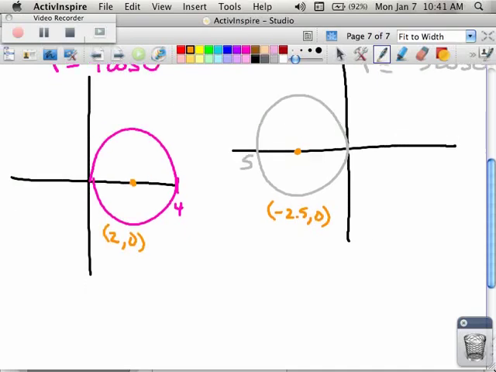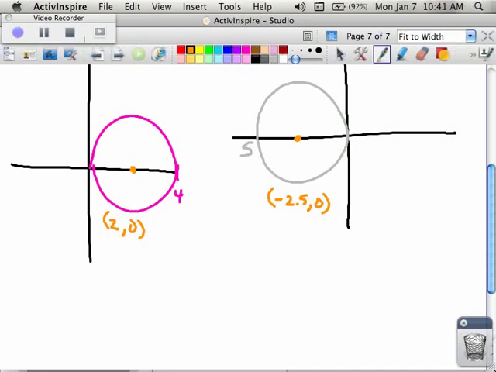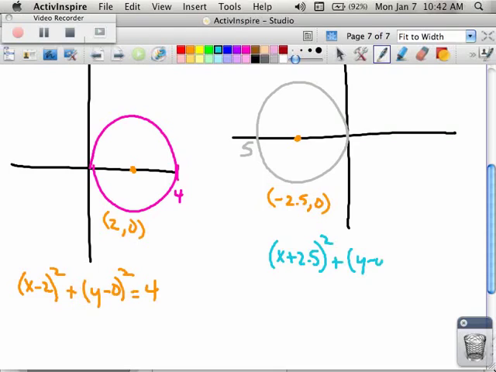So that if I wanted to write the equations of those circles in what we call function notation, I could do x minus 2 squared plus y minus 0 squared equals 4, because 2 squared is 4, and the radius was 2. And in the next one, I could do x plus 2.5 squared plus y minus 0 squared equals 6 1/4, because 2.5 times 2.5 is 6.25. Check it out on your calculator. It's 2.5 squared.